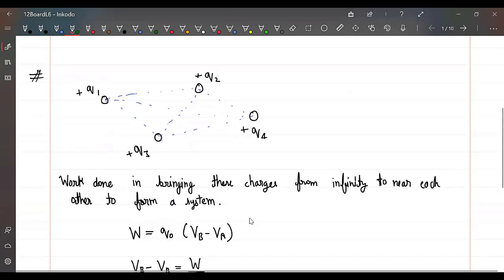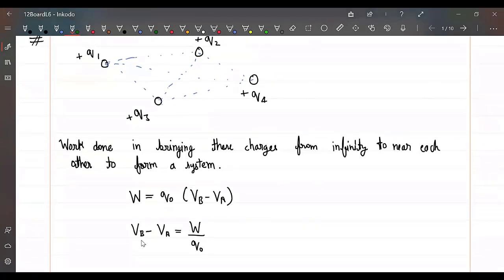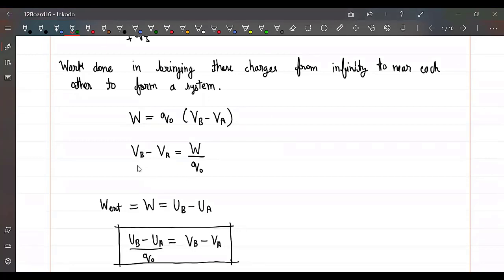Suppose you have a system of charges, let us say Q1, Q2, Q3, and Q4. Then we can write the work done in bringing these charges from infinity to near each other to form a system as: work done is equal to Q naught into final potential minus initial potential. So the change in potential VB minus VA will be written as W by Q naught, that is work done per unit charge. So change in potential is work done per unit charge.